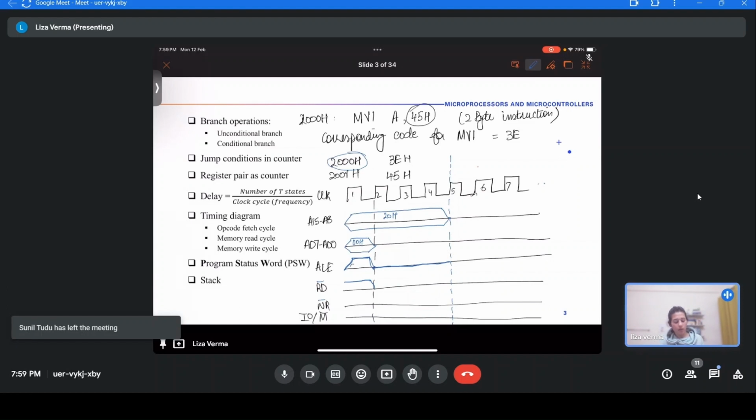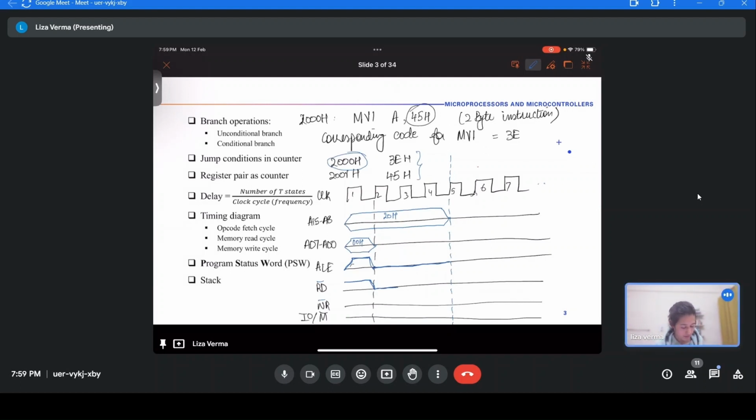Next, what will happen? Since ALE has gone low, we need to retrieve the data. And data in the fetch cycle is actually the opcode. This program is written in memory, right? So the microprocessor has to read it from the memory, which means the read signal has to go low to read the opcode from the memory. And since it's a memory operation, what will the IO/M signal be?